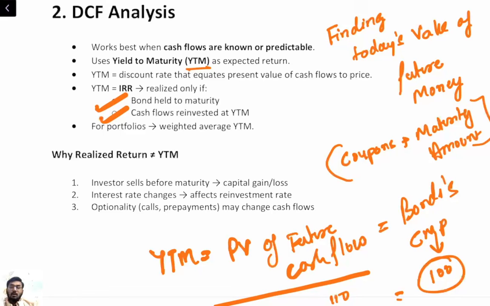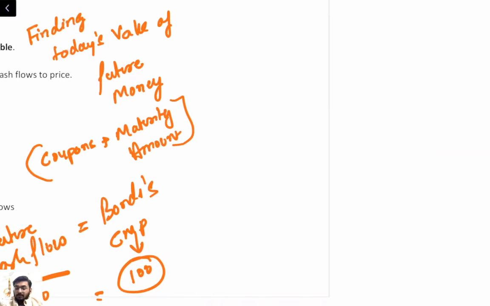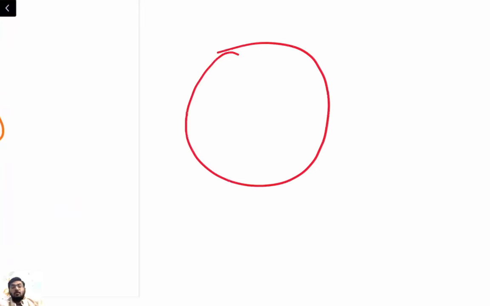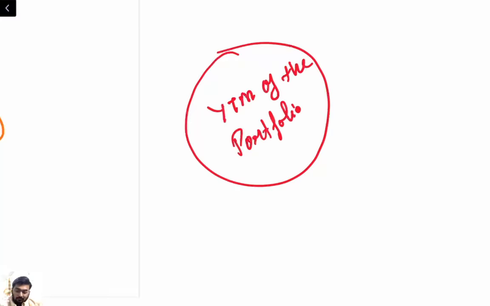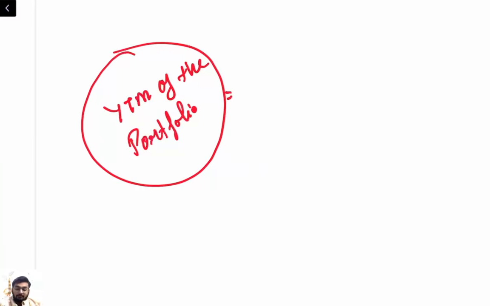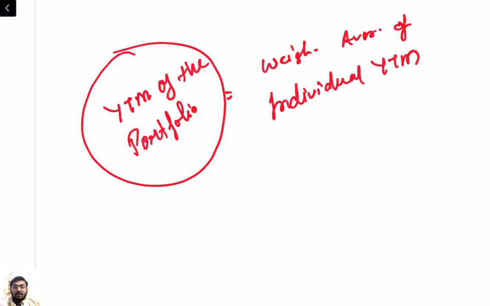Clear? Now, what if, sir, I don't have a single bond, I have a portfolio of bonds. Clear? Now in that situation, what is the YTM of the portfolio? This YTM of the portfolio is equal to the weighted average of individual YTMs. Suppose you have 5 bonds.